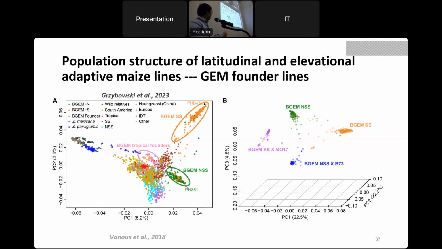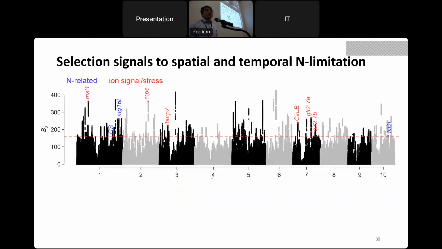So we backcross this BGEM stiff stock, BGEM non-stiff stock, add up together, those are 300 different lines. For the founder lines, those are about 50 lines. Those are lines very unique as compared to all the different global maize panel. So we published earlier. So this is the population structure of this data. So first of all, I'm just using the 50 founder lines.